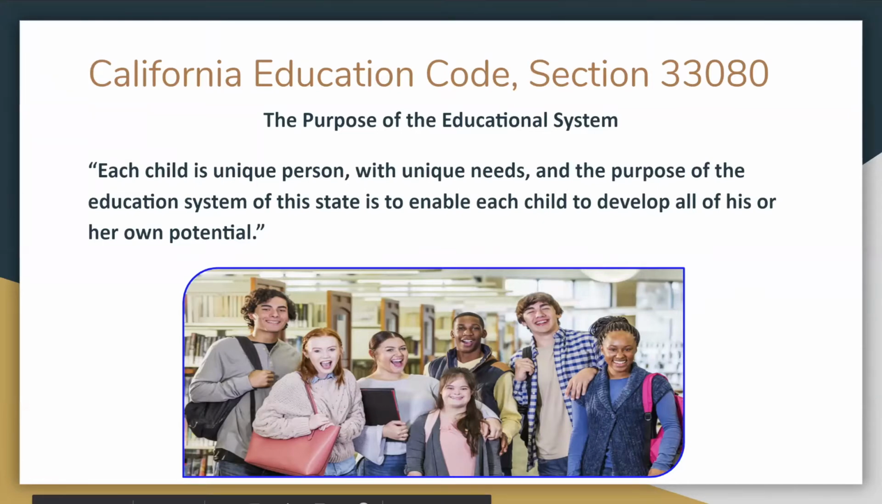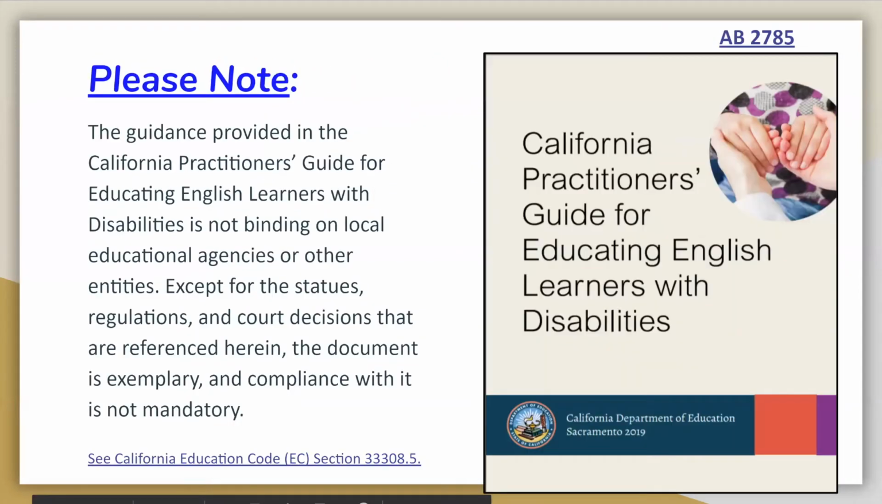And as we look at all students as general education first, we understand that the Ed Code tells us that each child is a unique person with unique needs. And our purpose is to, again, assist them in developing their own potential to succeed and thrive.